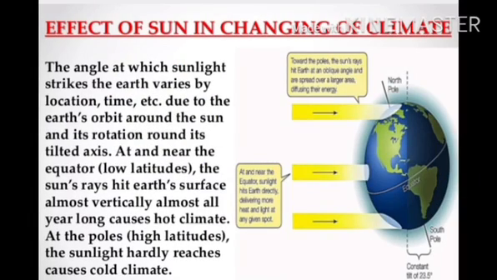Effect of sun in changing of climate. The angle at which sunlight strikes the earth varies by location, time, etc. Due to the earth's orbit around the sun and its rotation around its tilted axis, at the equator, low latitude, the sun rays hit earth's surface almost vertically, almost all year long, causing a hot climate. At the pole, high latitude, the sun hardly reaches, causing a cold climate in that area.